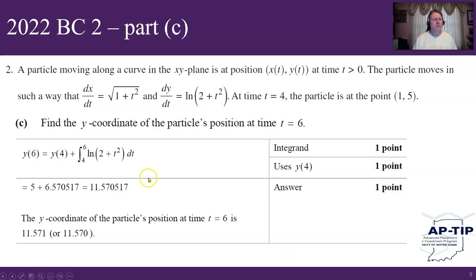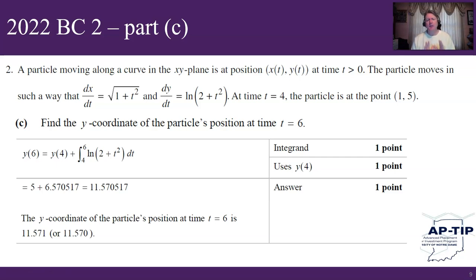What we're looking for is just the student to show that this natural log of 2 plus t squared, the dy/dt expression, has to be integrated. Again, we'll talk about whether it has to have boundaries or not, correct boundaries or not.